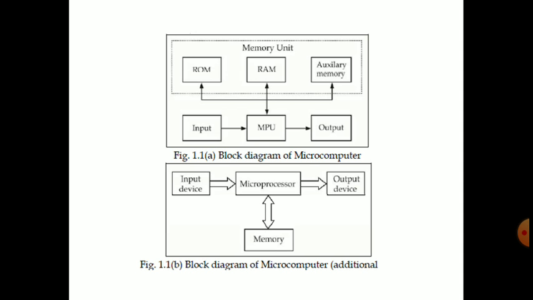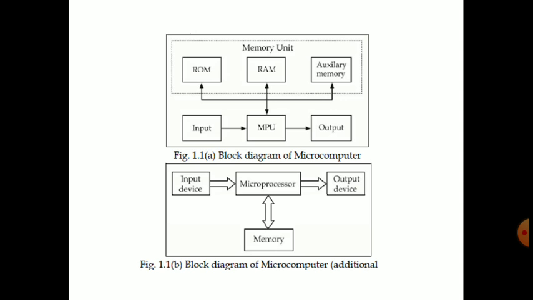I hope everyone has completed their block diagram. Now observe this block diagram. In the first block diagram, that is figure 1.1a, we have input block which is connected to this MPU, microprocessor unit, and there is an output block which is connected to this MPU block. But observe the arrow directions.